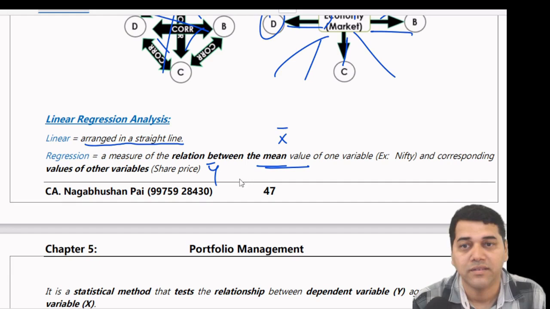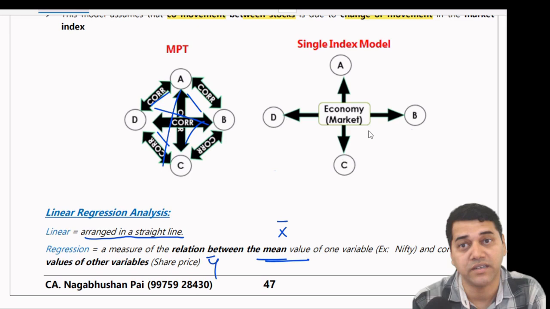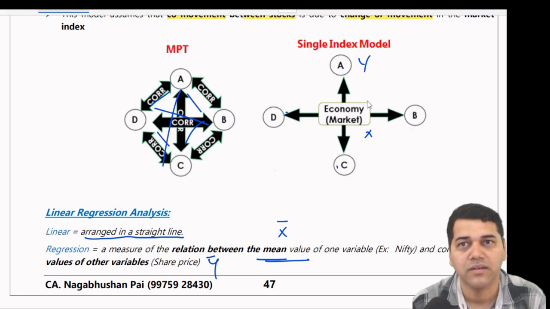Instead of individual stocks, we are bringing something called a market, called a Nifty or Sensex. This is independent. I will call it by X, independent variable. And all these are dependent. I call it Y. The theory says that, look, Baba, you may be ultra performing. But if the Sensex goes down, you will also go down. Nothing doing. So, how much you go down, there is one proportion.